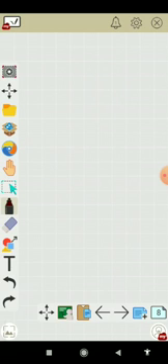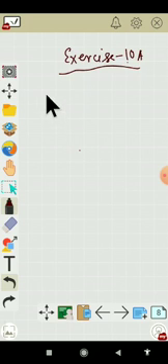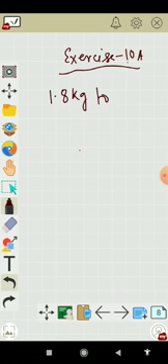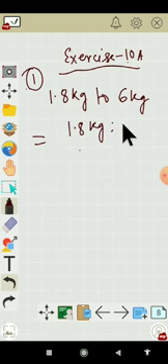Now go to the exercise and try to understand the solution of the different types of problems. Suppose we have to write the following ratios in simplest form. It is given: find each of the following ratios in simplest form. 1.8 kg to 6 kg. So their ratio, 1.8 kg is to 6 kg, will be what?